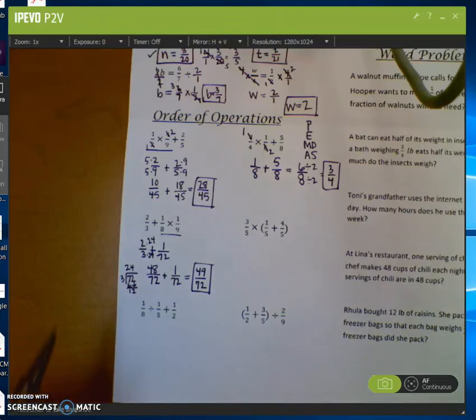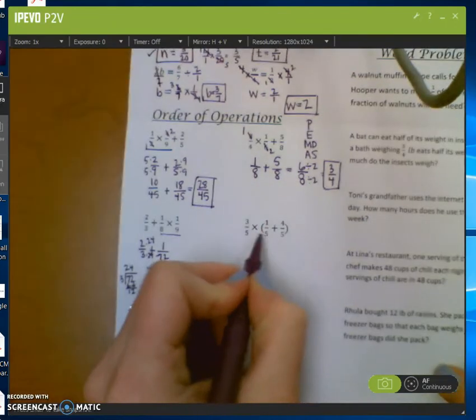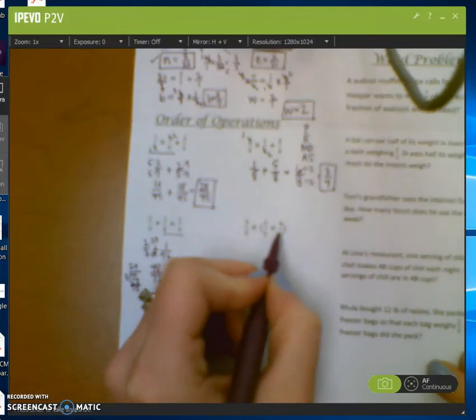Okay, so we're back for the second set of order of operations. Hopefully you've tried the three of them and now you're just checking your work with mine. So parentheses always come first, so I have to do 1/5 plus 4/5.